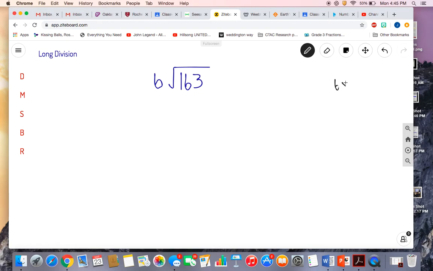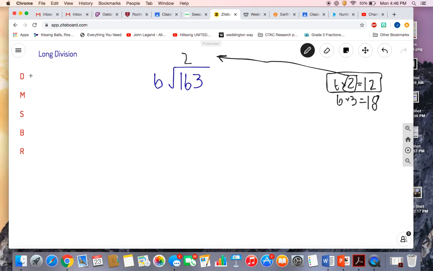So I might try 6 times 2 is 12, and I might think to myself, I might be able to get a little closer to 16, so maybe I try 6 times 3. And I realize 6 times 3 is 18, and that's too big. So I have to go back to 6 times 2. I'm going to take this 2 and move it over here. So I'm going to place my 2 up top above my 6.